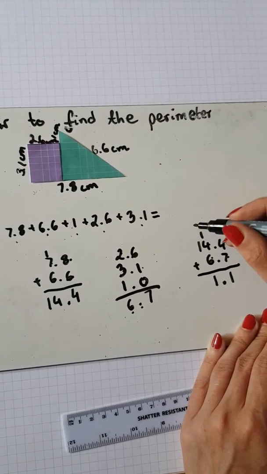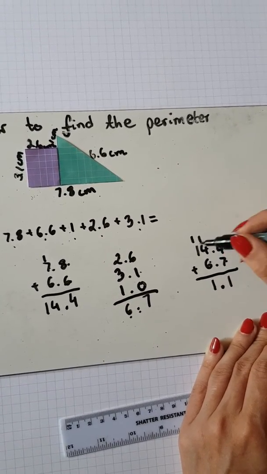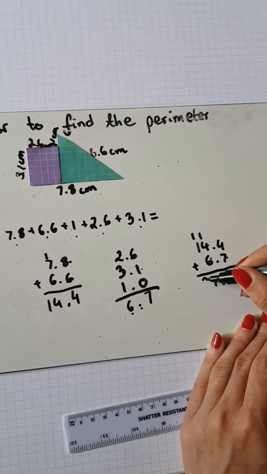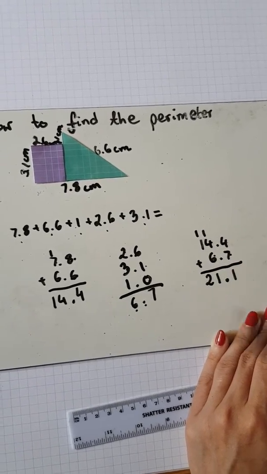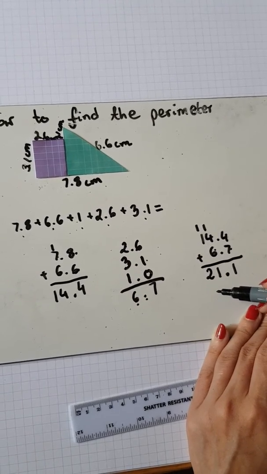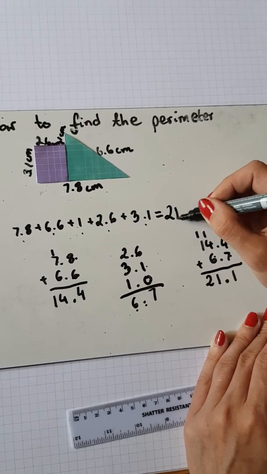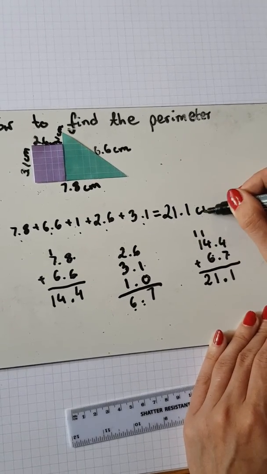I'm going to rename 10. And 10 add 10 equals 20. 20 goes in my 10s column. So the perimeter around my figure equals 21.1 centimeters.